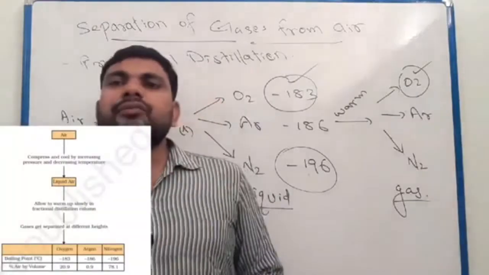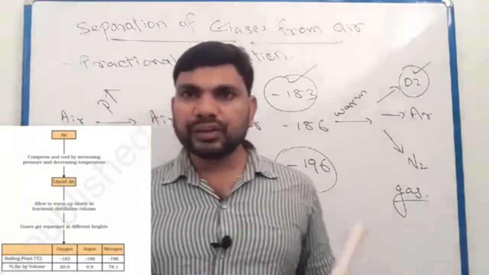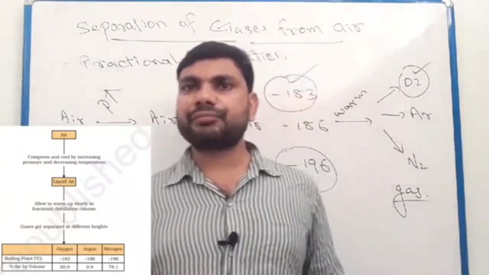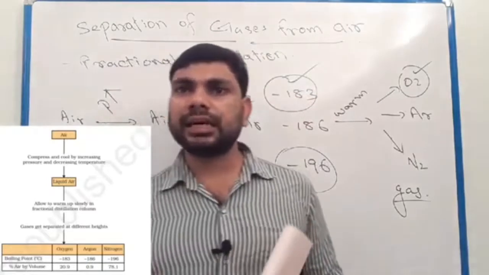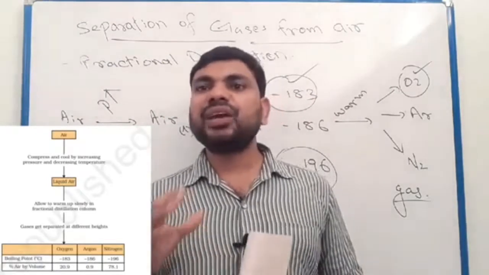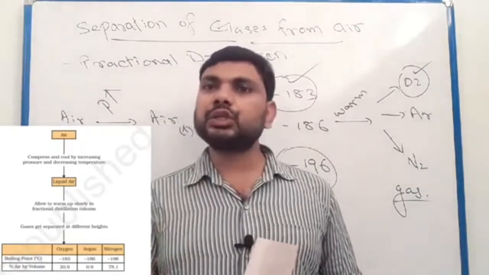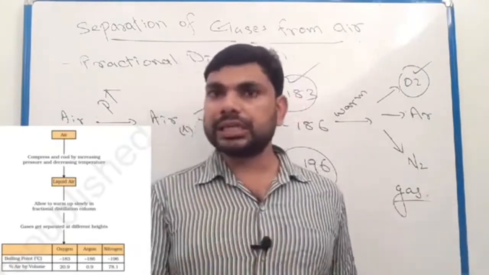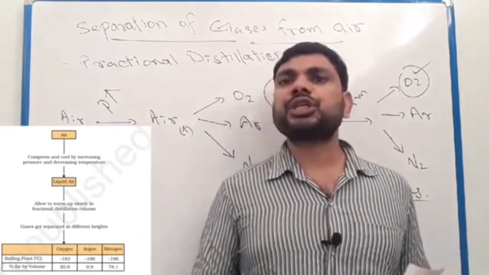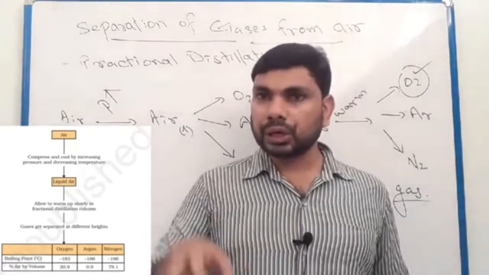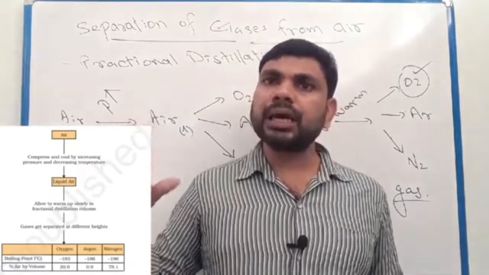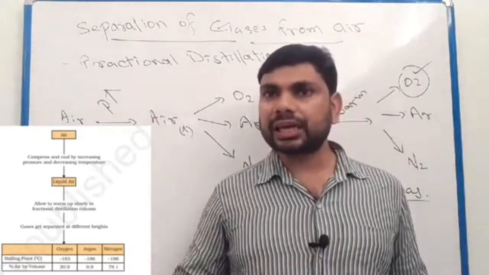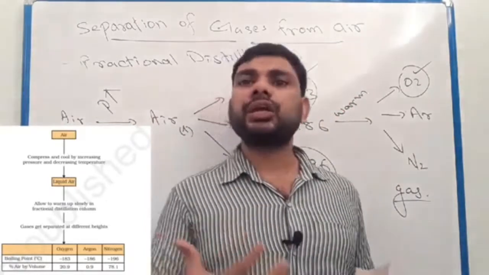Next, we have to discuss the separation of different gases from air. Air is in the gaseous state. We have to convert gaseous air into liquid air, applying very high pressure and very low temperature. Reduce the temperature and apply very high pressure, and we can change air from the gaseous state to the liquid state.